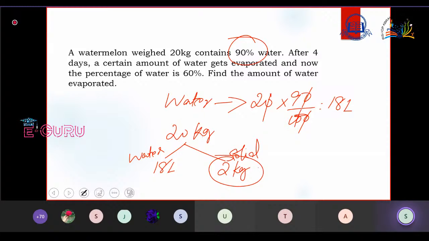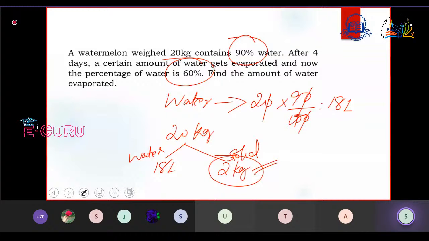Next step, it is given that after 4 days the water gets evaporated certain amount, and now the percentage of water is 60%. So percentage of water is 60% means remaining 40% is solid, right? Some amount of water gets evaporated, and in the current mass 60% is water. If 60% is water, remaining 40% is solid, and that solid is always 2 kg.